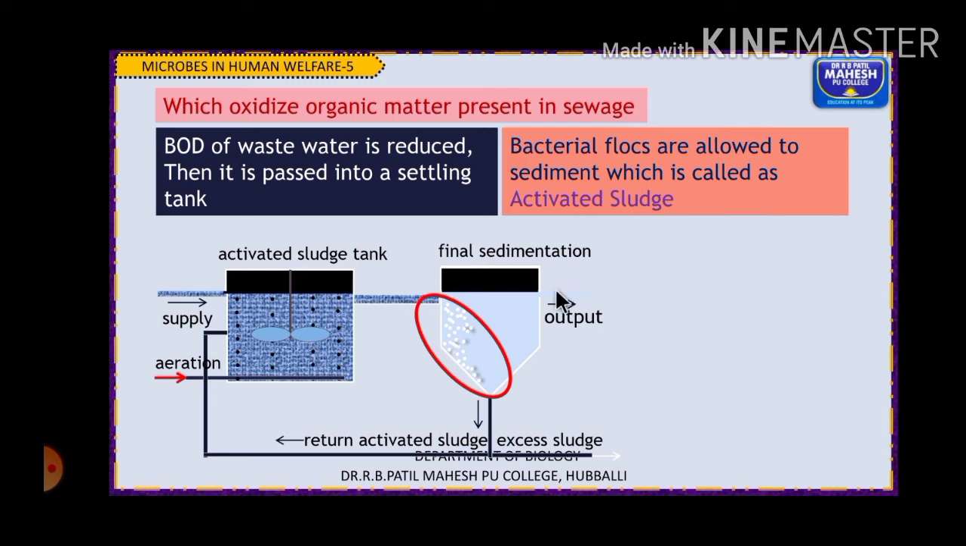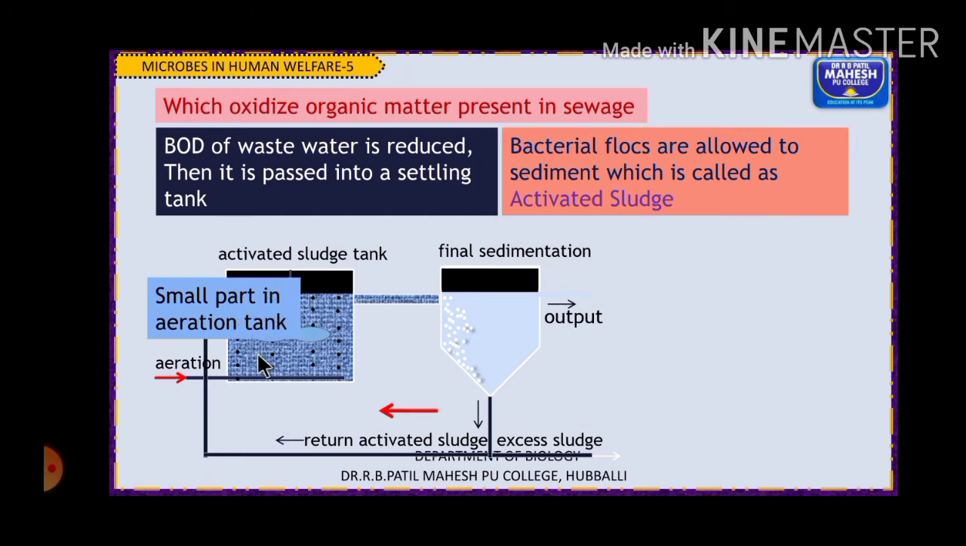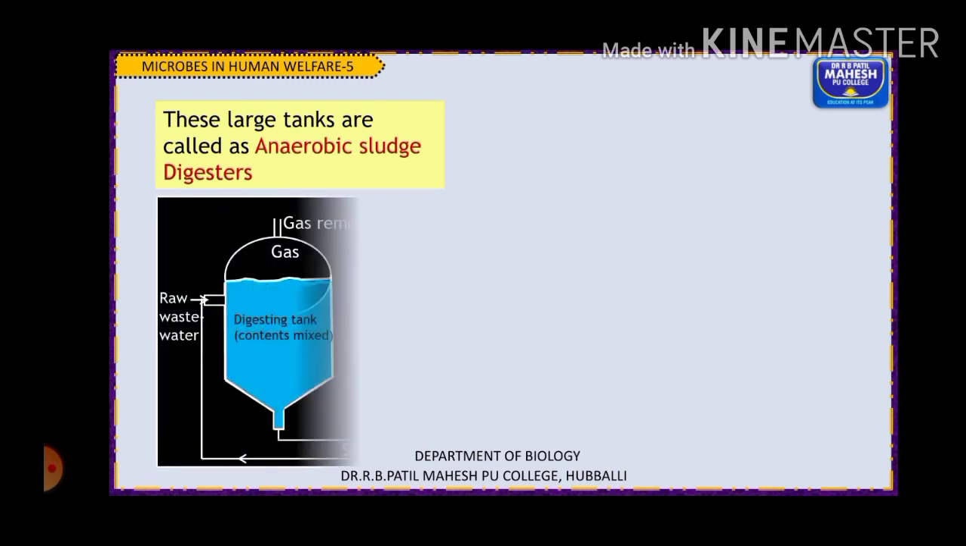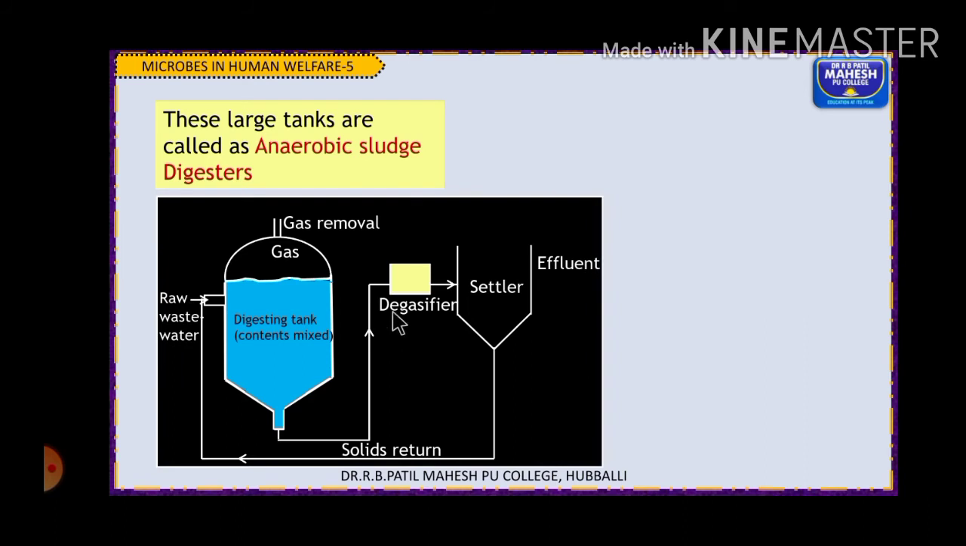Next, what happens is the remaining part of this activated sludge, whatever is remaining, is pumped into large tanks. So a small portion is taken back, and the remaining part is removed into the large tanks, and these tanks are called anaerobic sludge digesters. Okay, so everything of that sludge is taken into larger tanks called anaerobic sludge digesters. So this is the digester.